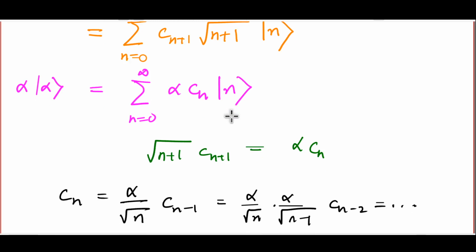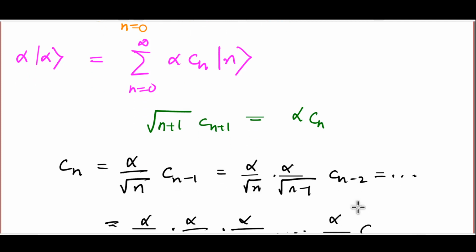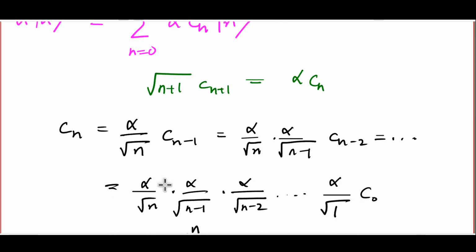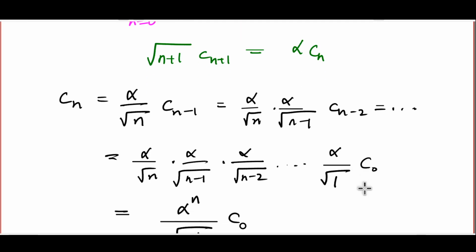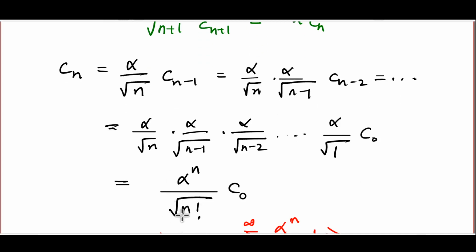Or you could just rewrite this as Cn plus 1 is alpha Cn by root over n plus 1, or Cn is alpha by root n Cn minus 1. And now I can repeat this because Cn minus 1 will be alpha by root n minus 1 Cn minus 2 and so on. So that you can keep on going right all the way down to C0 and get alpha by root n into alpha by root n minus 1 into alpha by root n minus 2 up to alpha by root 1 times C0. So this is a factor times the coefficient that you started out with. So Cn ultimately is given by alpha to the n by root n factorial times C0.